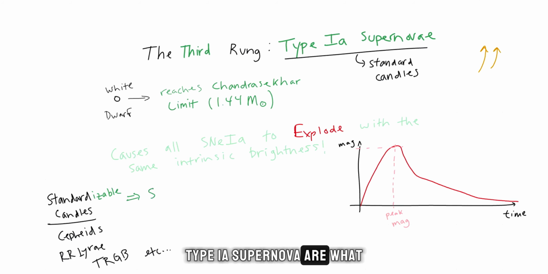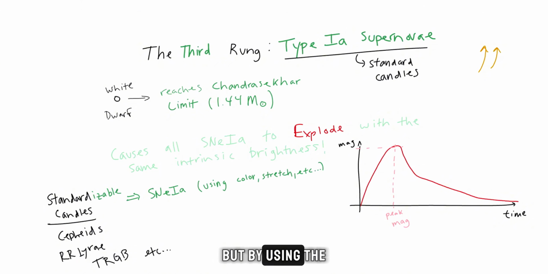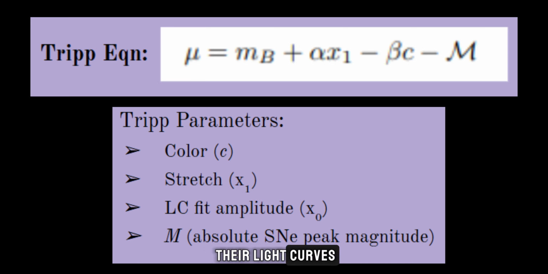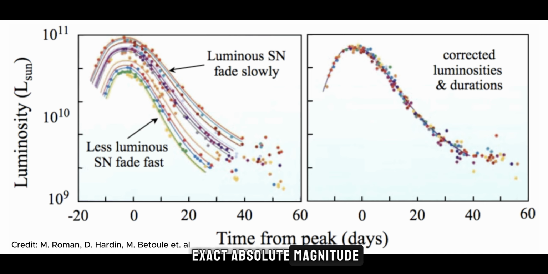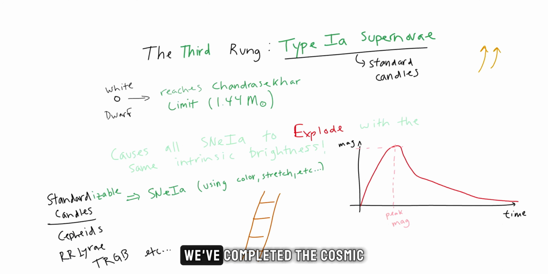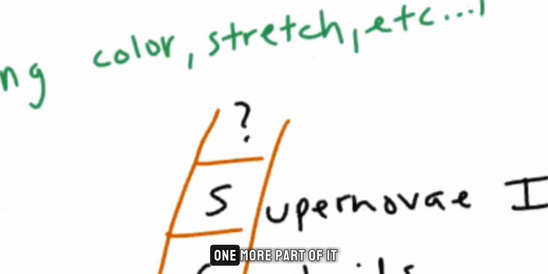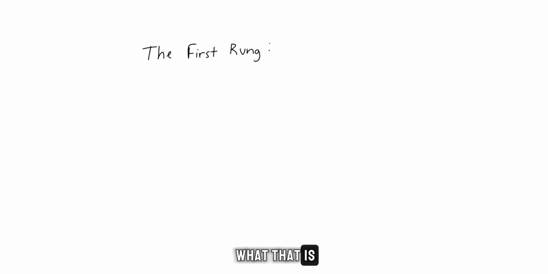Type 1a supernovae are what we call standardizable candles. They're not perfect standard candles, but by using the color and stretch of their light curves, we can essentially standardize them and find out their exact absolute magnitude. And like I said, using this absolute magnitude, we can find out how far the Type 1a supernova is. So there we have it. We've completed the cosmic distance ladder, more or less. I mean, there's actually one more part of it. So let's find out what that is.